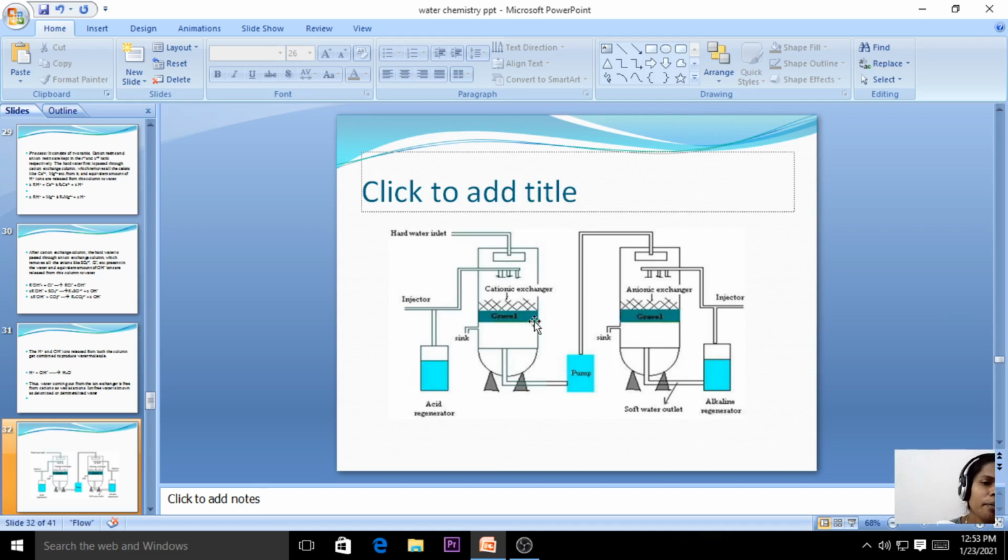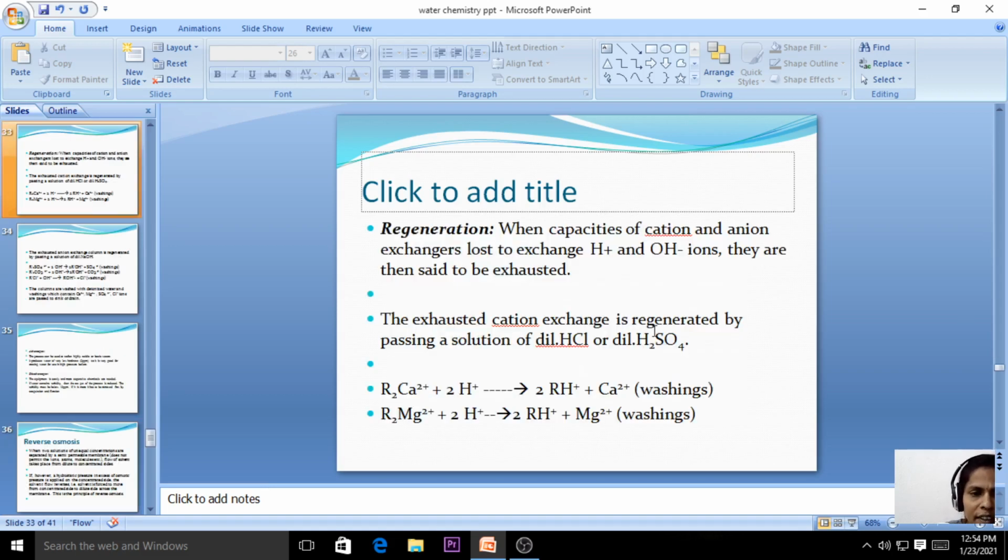But after some time, these resins cannot work. That means all the H plus ions and OH minus ions are replaced with cations and anions. So there are no free H plus and OH minus ions in the resin. That means these resins are exhausted. So these exhausted resins again can be regenerated. That means again we can reuse them by treating with the acid and the base respectively. The cation resin is treated with the acid, and the anion resin is treated with the base to regenerate.